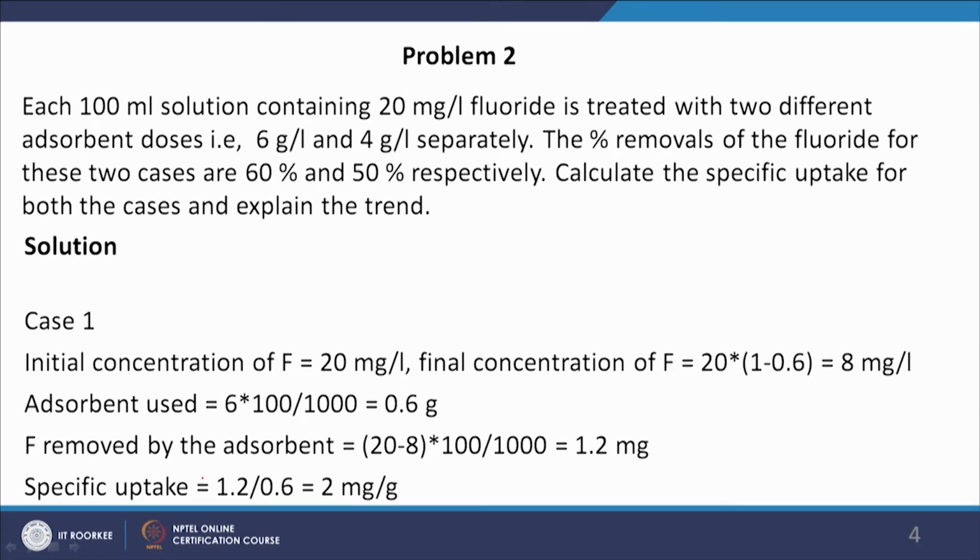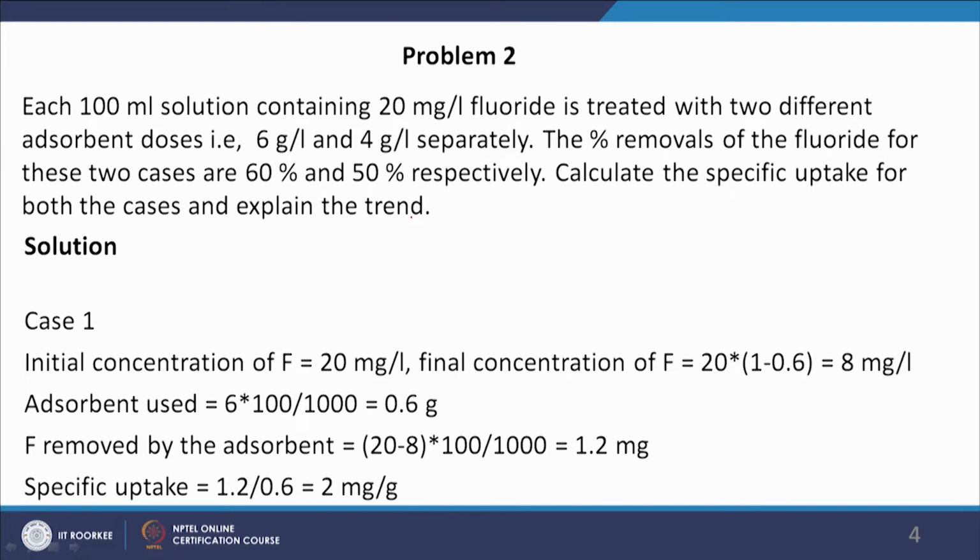Now, we will see problem number 2. The statement is: each 100 ml solution containing 20 mg per liter fluoride is treated with two different adsorbent doses, that is 6 gram per liter and 4 gram per liter separately. The percentage removals of the fluoride for these two cases are 60% and 50% respectively. Calculate the specific uptake for both the cases and explain the trend.